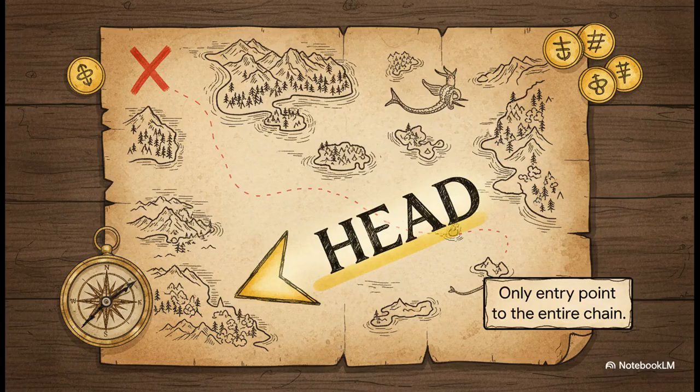And of course, every treasure hunt has to start somewhere. You can't just wander around hoping to find a clue. That starting point, that very first map you're handed, is called the head. It's the key that kicks off the whole adventure, and it's the only piece of information you need to find everything else in the chain.